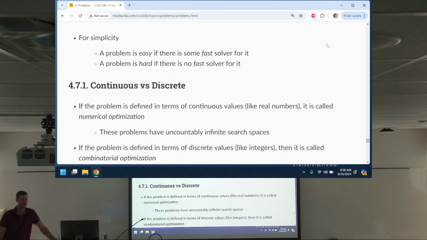Who has taken theory of computing yet? Has anyone here taken third year algorithms? Maybe you've taken that, yeah? Did you talk about hardness in it? A little bit, okay, yeah.